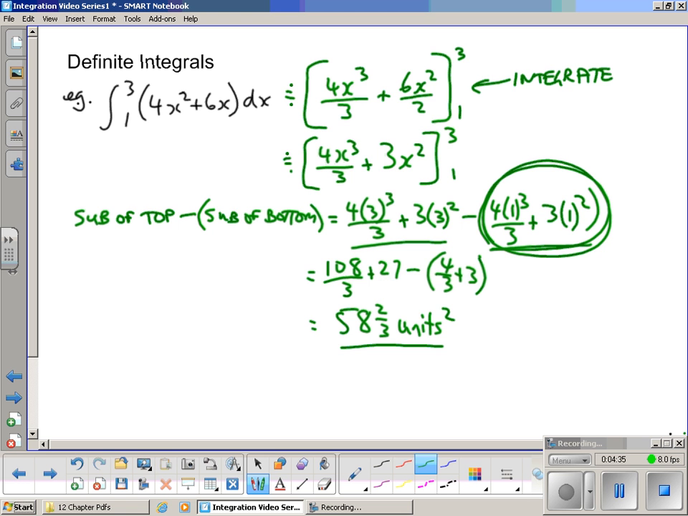Now that's only one example, but I think that illustrates pretty much everything you need to know about definite integrals. There's some variations in the questions you get, but that's the pattern. We integrate, then we sub the top number in and subtract the substitution of the bottom number.